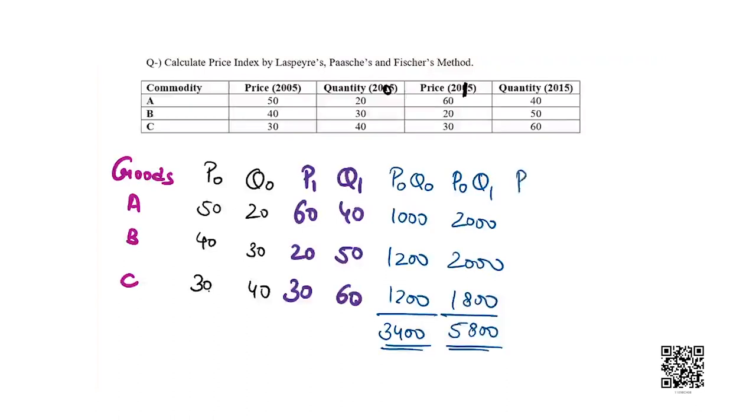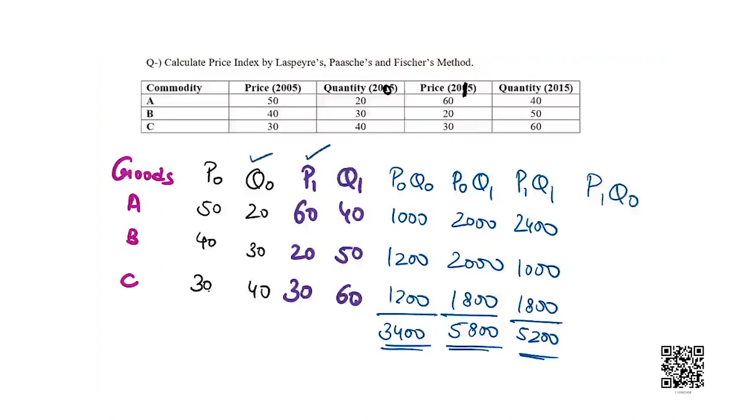Let's calculate the values of P1 Q1. So we have 60 into 40, that is 2400. 20 into 50, that is 1000, and 30 into 60, that will be 1800. So the total to this will be 5200. Now let's calculate the total for P1 Q0. So we have P1 and Q0. So this will be 1200, 600 and 1200 again. So the total to this will be 3000.